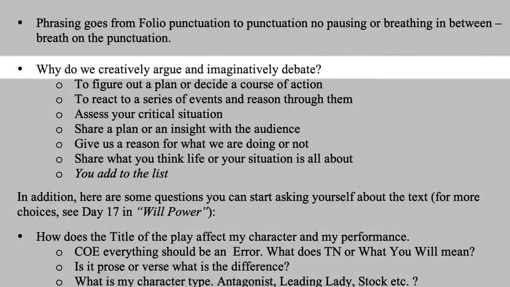When you don't know what your equals to is, you're literally doing 1 plus 1 plus 1 plus 1 plus 1, and you get samey or you get boring, and you do not want to do that ever. Phrasing with Shakespeare always goes from punctuation to punctuation. We've talked about that. No pausing or breathing in between because it breaks the thought and it will break up the clarity. Why do we creatively argue and imaginatively debate?